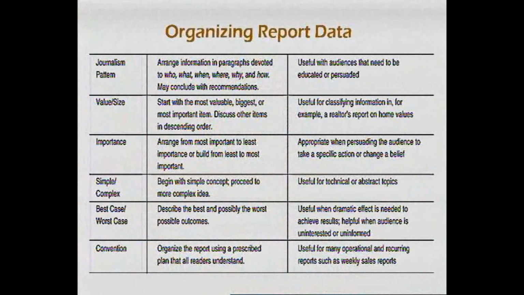Then could be the value size. Value could be like this is the most important aspect of your organization. This is higher value attached. So, the figures with higher kind of loading could be addressed in the front aspects, and the less valuable aspects could be discussed afterward in a descending order. Then importance. Importance could be from most important to less important, or from simple to complex, from best cases to worst cases, or a conventional form of organizing the data is using a prescribed plan that all the readers do understand. So, this is how you organize data in formal reports.